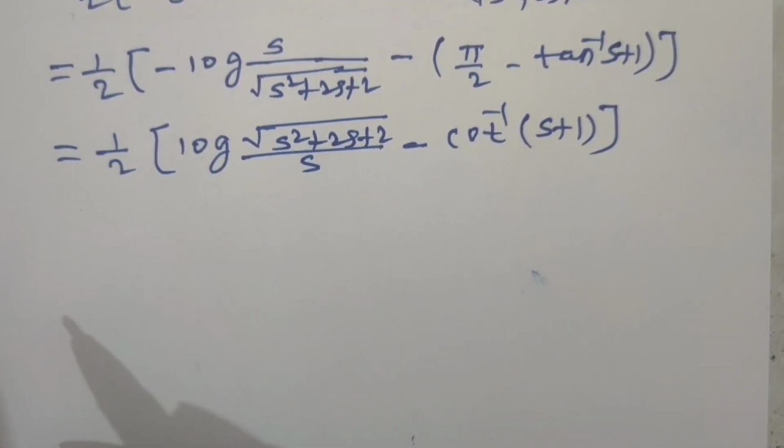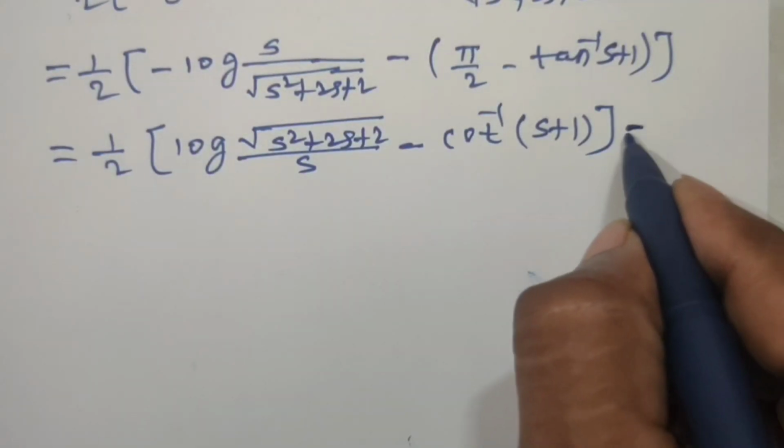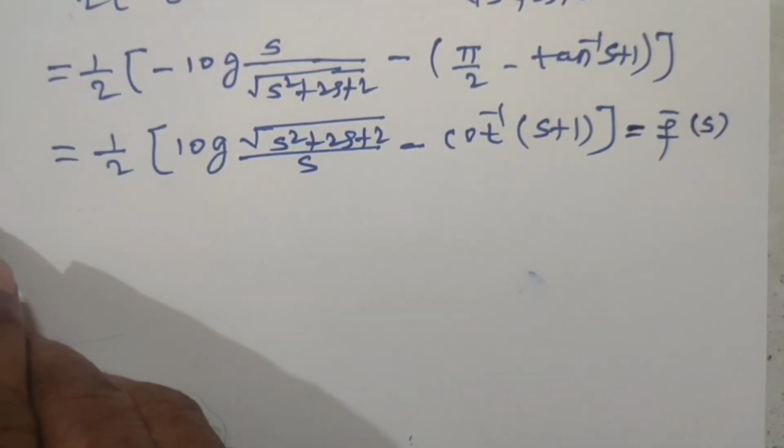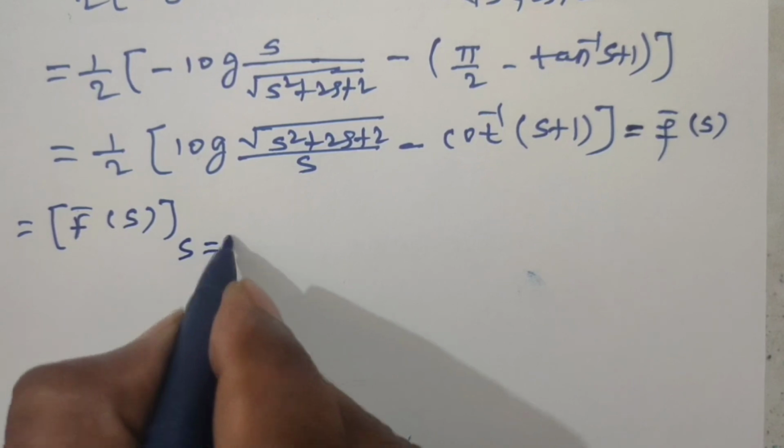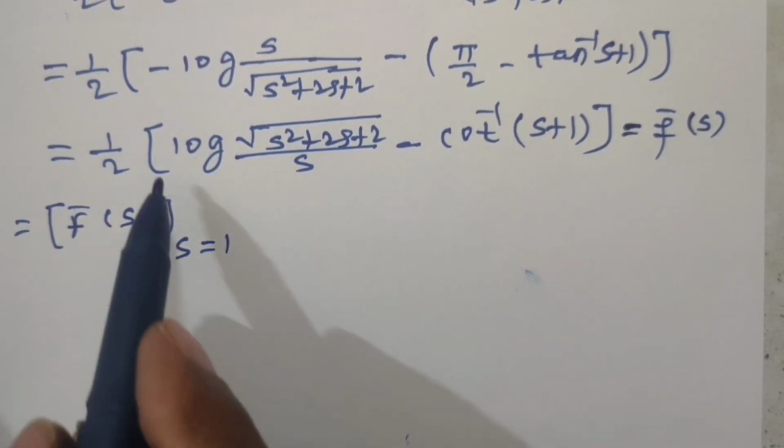Now the value of integral I is equal to f bar of s. Suppose I is equal to f bar of s replacing s by 1. So replace s by 1 in this.